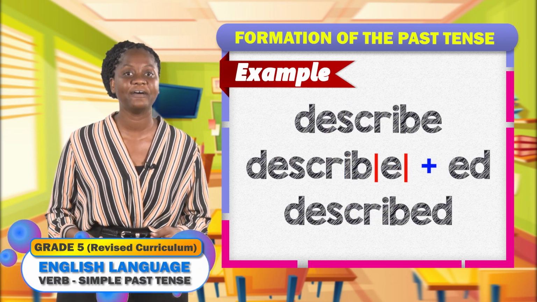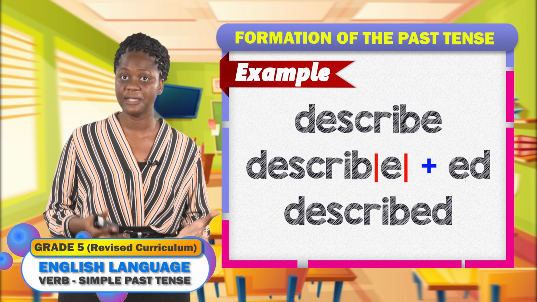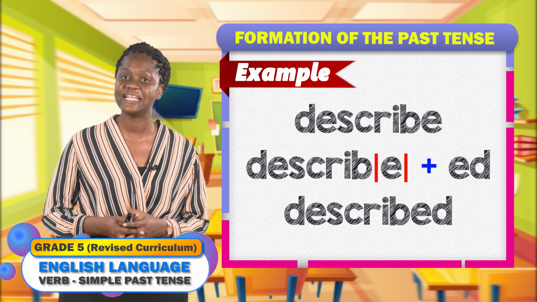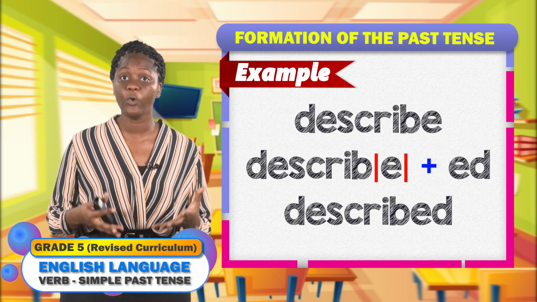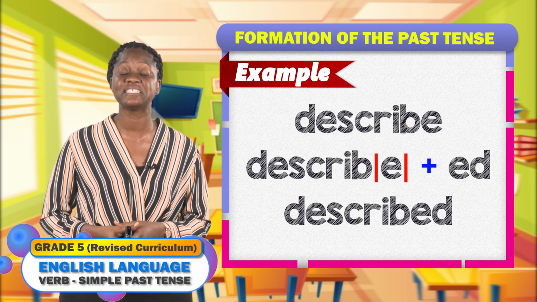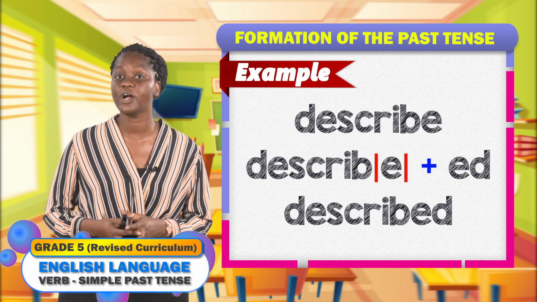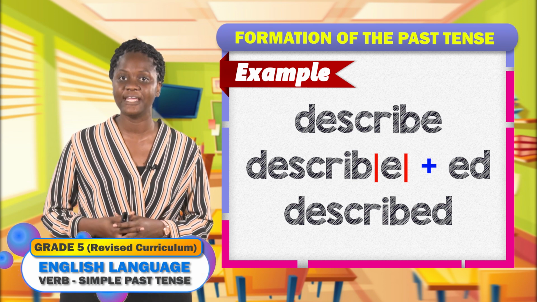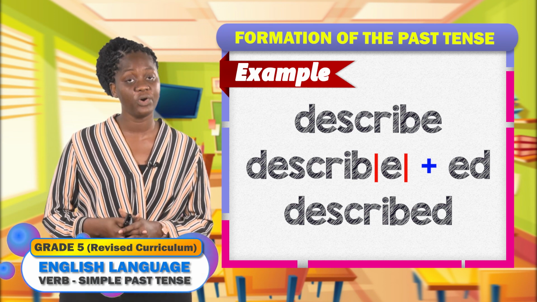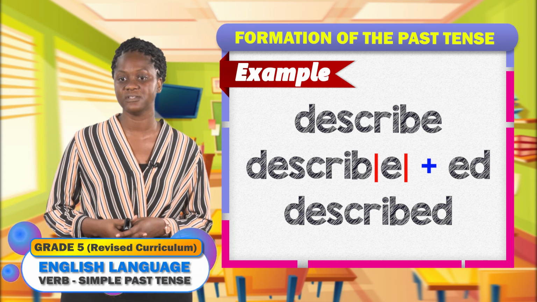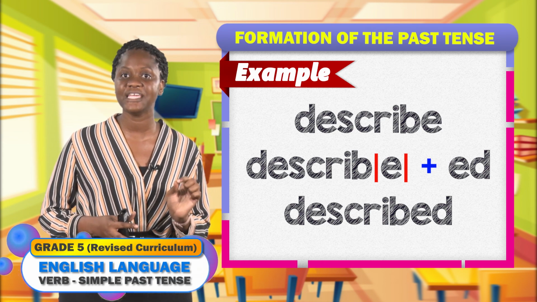Also, if we have decide, similarly, decide ends in e. Before forming the past tense decided, we must drop the e before adding the ed. So, decided would be spelled d-e-c-i-d-e-d.